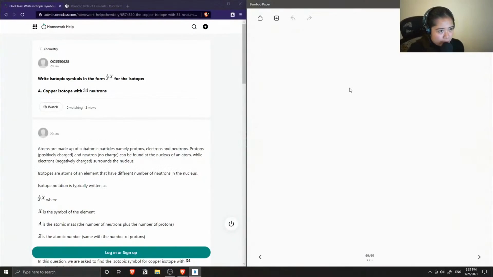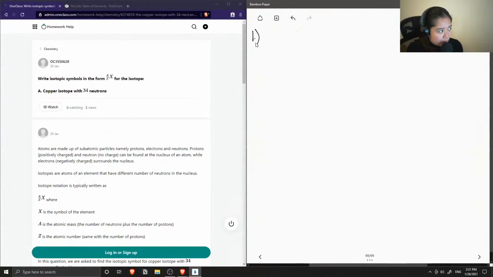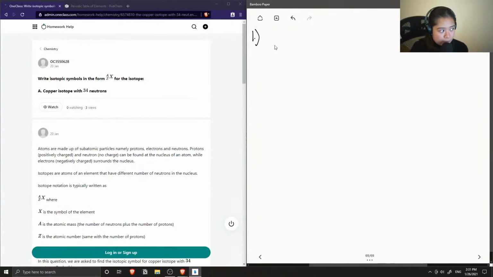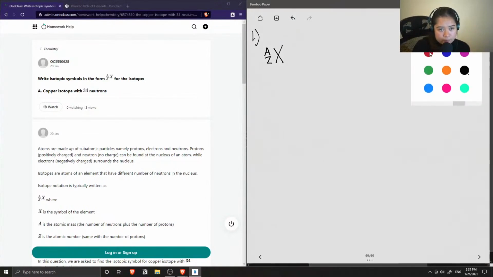Okay, so question 1. Write isotopic symbols in the form of A Z X for the isotope of copper with 34 neutrons. So first, let's try to define A, Z, and X when used in this context. X is pretty easy. It is pretty much just our symbol, which tells us which element that we have.